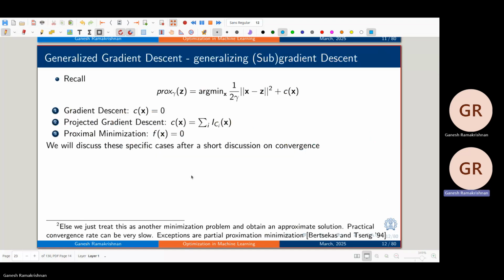Okay, so now, having seen one concrete example, we'll look at different classes. Gradient descent, we already saw, is obtained by setting c of x to 0. So c of x set to 0 is gradient descent.